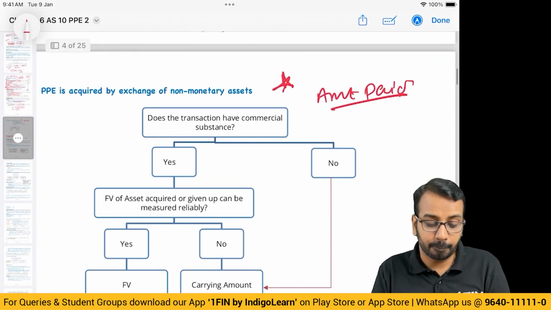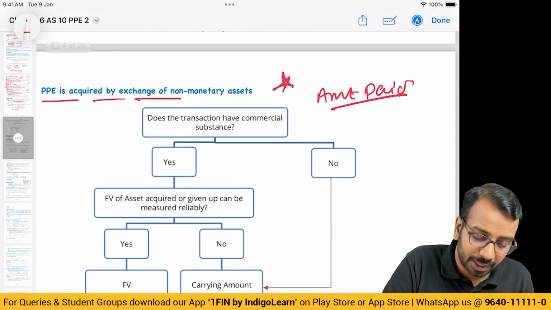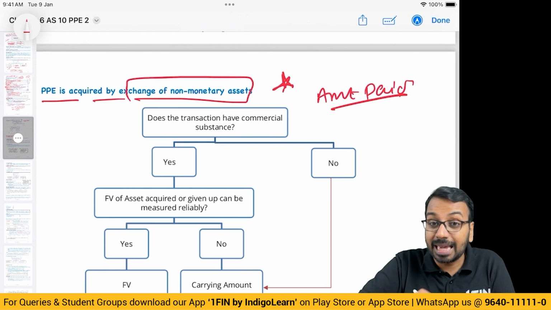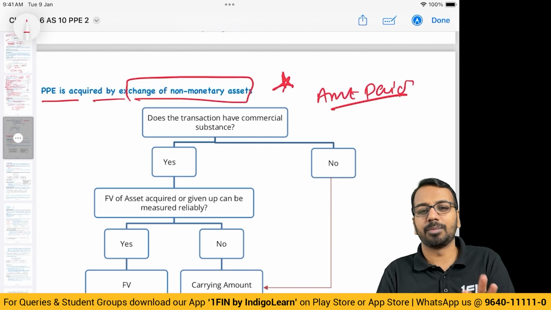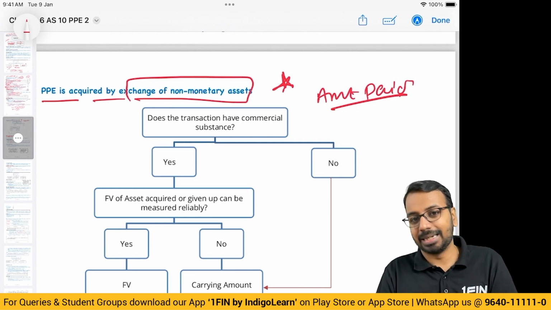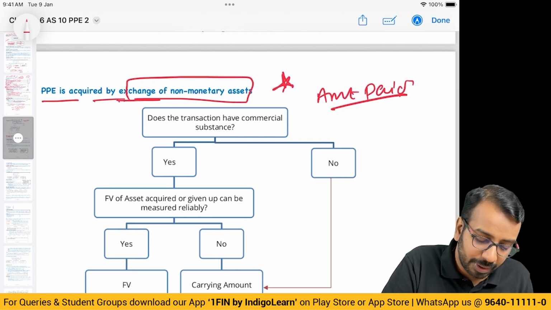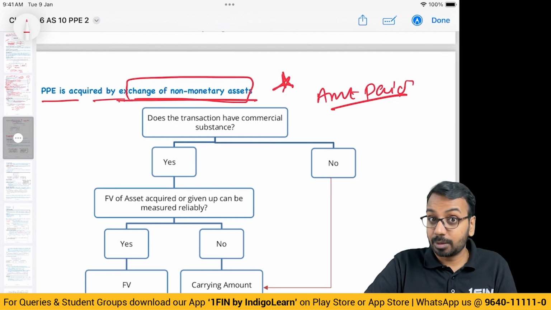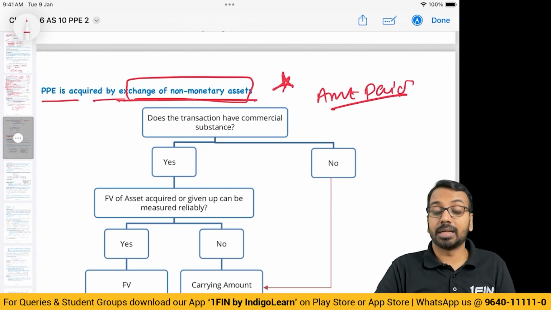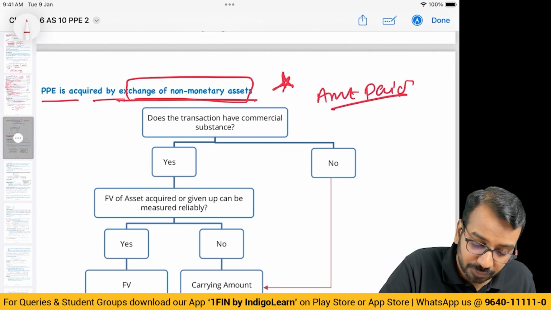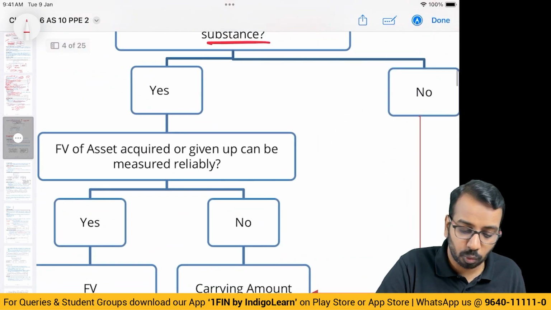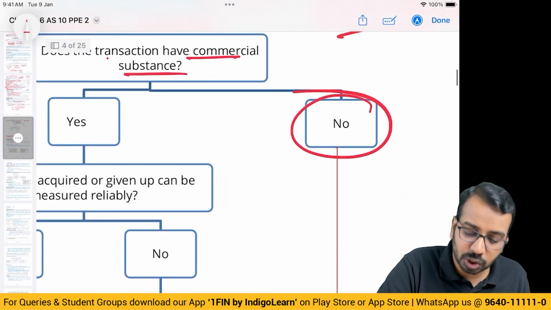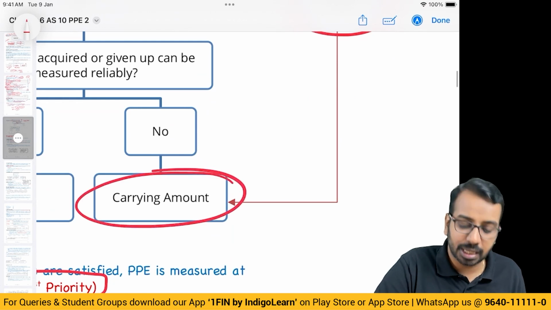Now, I'll come to it. When PPE is acquired by exchange of non-monetary asset, if I gave one asset which is non-monetary, if it is monetary, it is no problem because I'll give money and I'll get the asset. If I'm giving another asset and acquiring a new asset, and the transaction has commercial substance, then what should be done? If the transaction does not have commercial substance, I will use carrying amount.